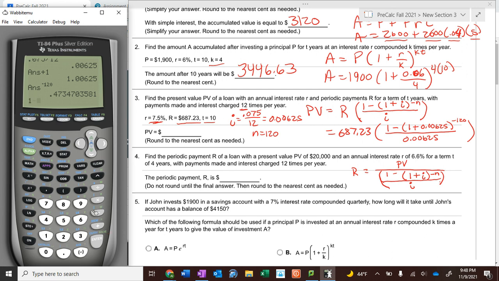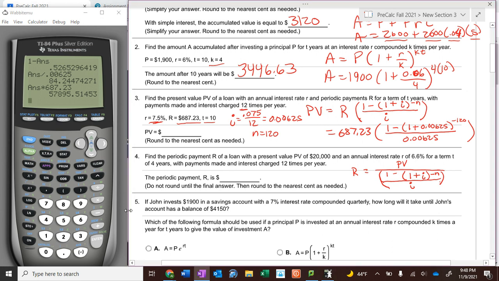I'm going to take 1 minus my last answer. Now that's the whole numerator here. I'm going to divide it by 0.00625, and then I get this whole thing in parentheses. Then take it times what I'm paying per month, 687.23. So that loan is for $57,895.51. That's the present value of your loan. That's how much you still have to pay on the loan that you got.